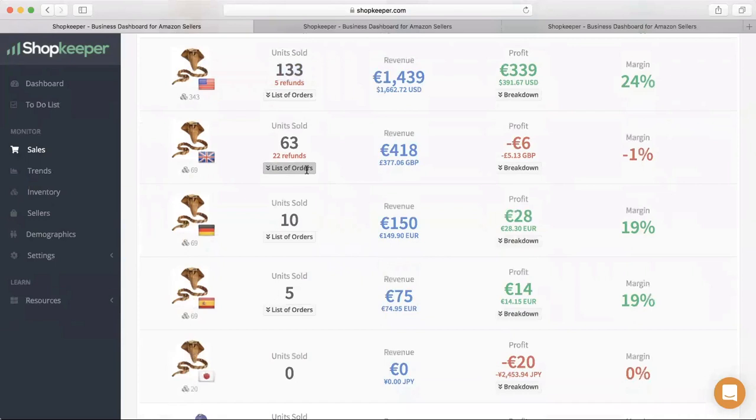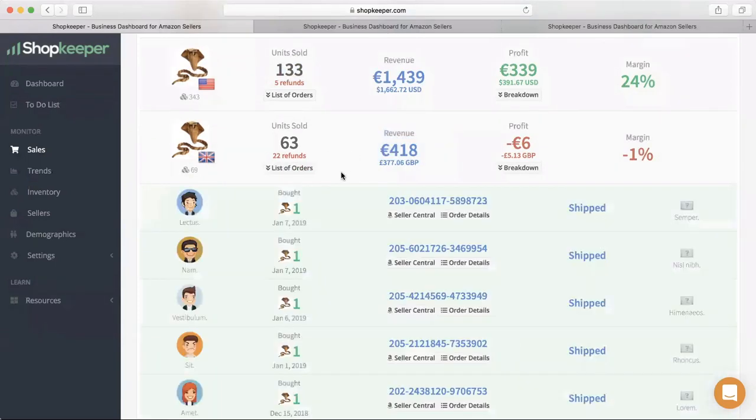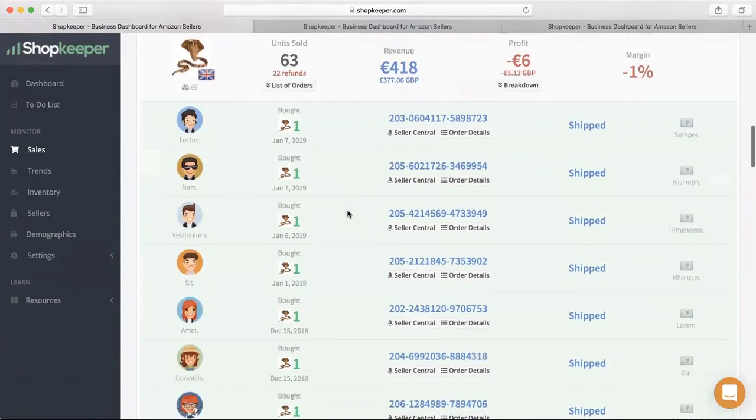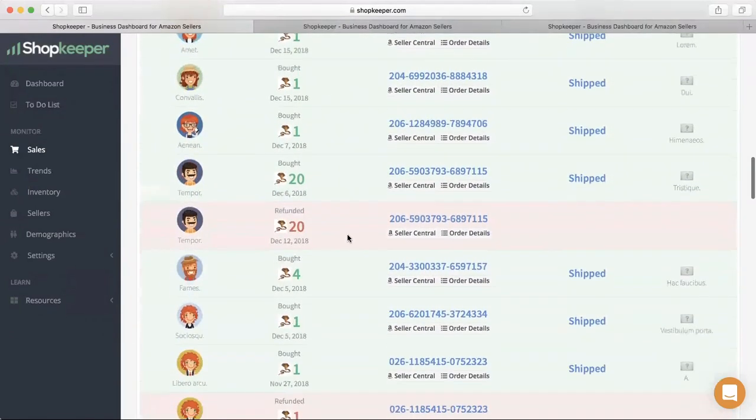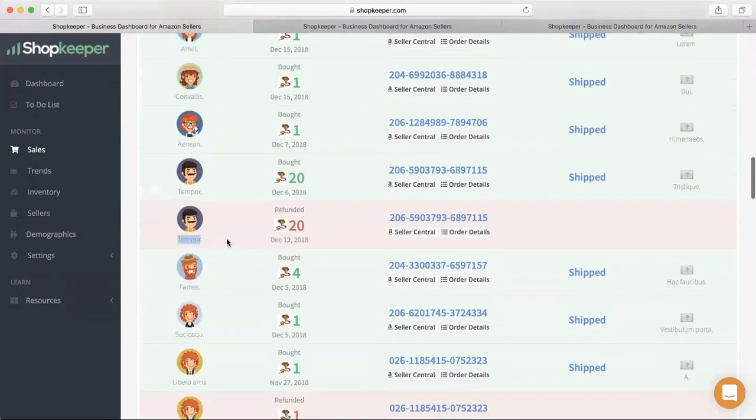You would probably expand the list of orders and just try to see what happened with these refunds. Who is the guy who refunded? And there you go. You see that this guy, whose name is Tempor, so it's an actual buyer's name that will be provided for you here, in fact ordered 20 units and refunded 20 later. So he didn't want all of the 20 units.